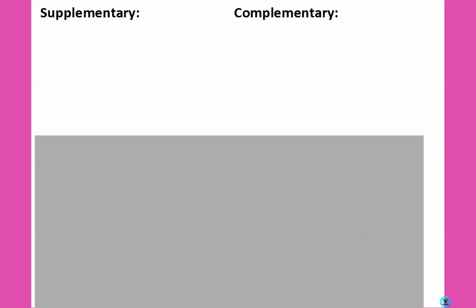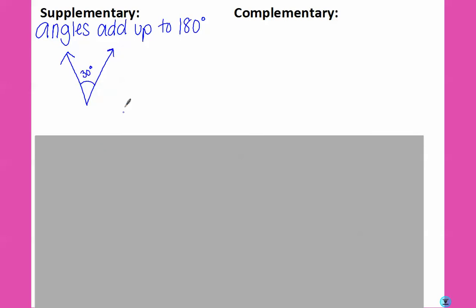So let's start off with some definitions. Supplementary means that the angles add up to 180 degrees. So let's say we have this angle here, and it's 30 degrees, and then we have a bigger angle, and it's 150 degrees. We would say that these angles are supplementary because if we put them together, they make 180 degrees.